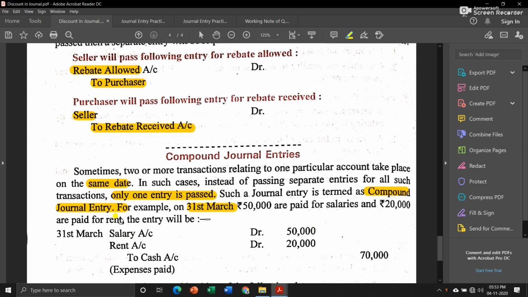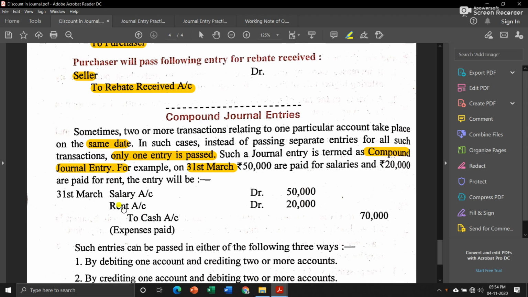So cash is the common account in both the transactions, so we will pass a compound journal entry. According to the nominal accounts rule, both salary and rent are our expenses, so we will debit both the accounts, and since cash is going out from our business while paying salary and rent, we will credit the cash account only once.